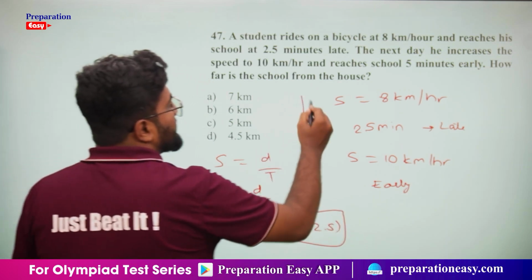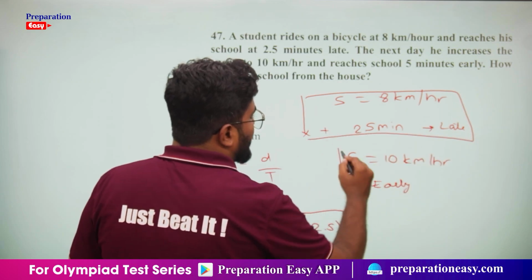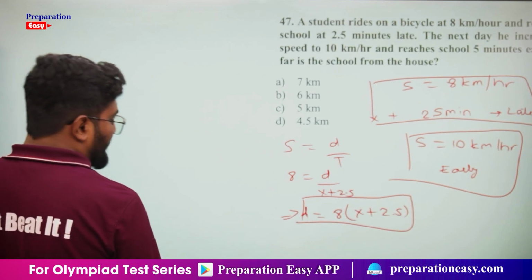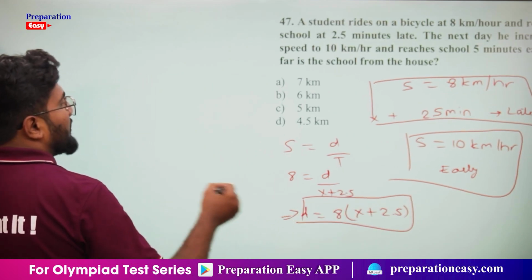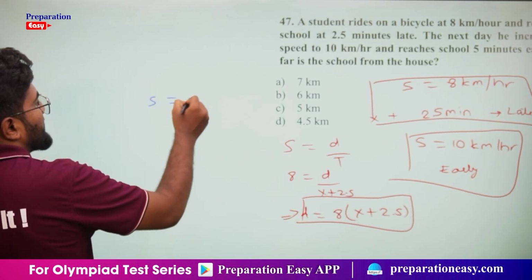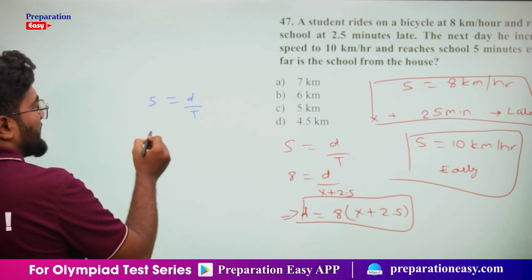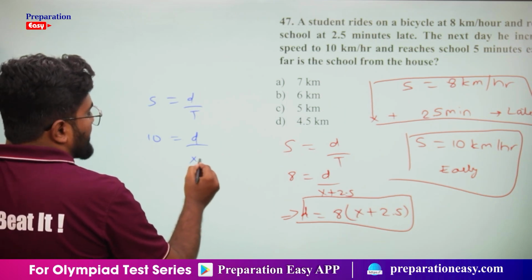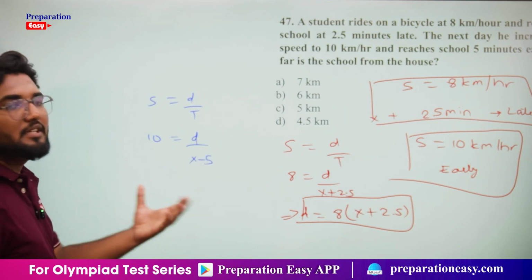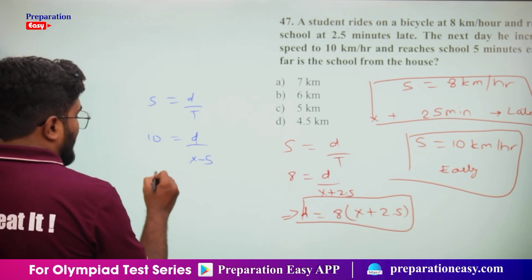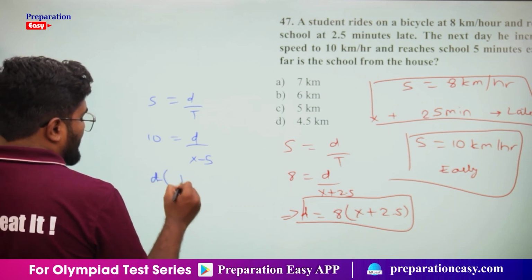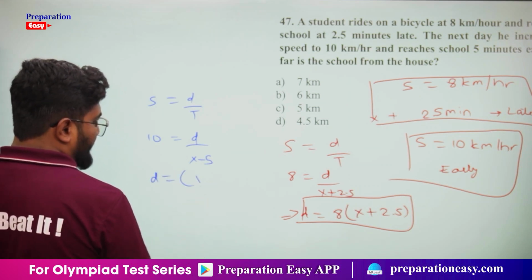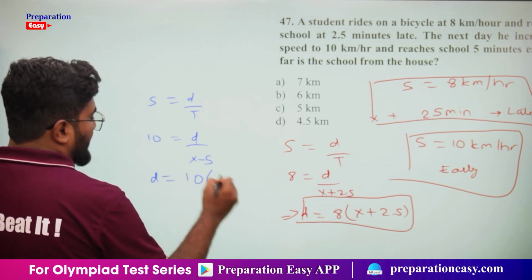This would be our case 1, and for case 2, what is the speed? Speed equals distance upon time. Speed is 10, distance is d, time is x minus 5 because he reached 5 minutes earlier. So d equals 10 times (x minus 5).